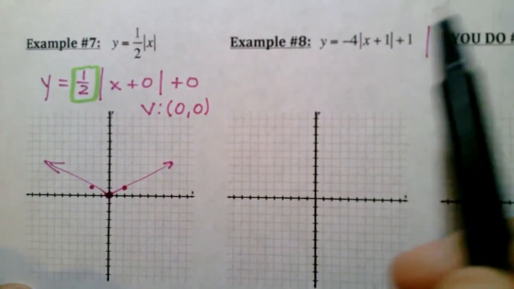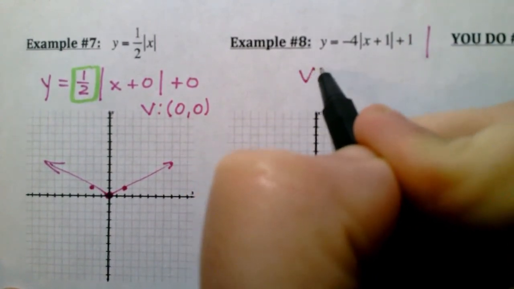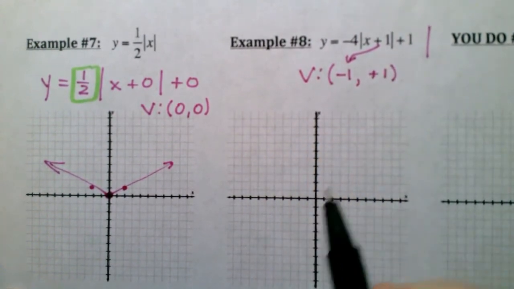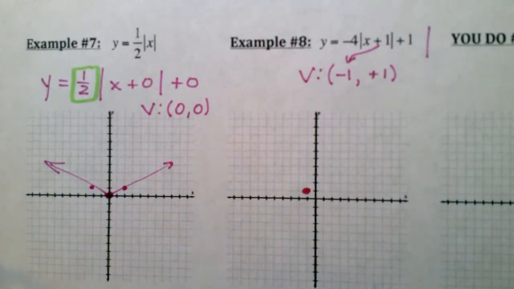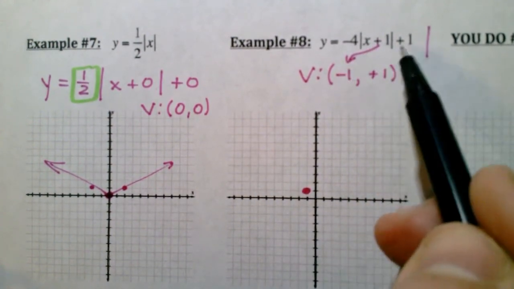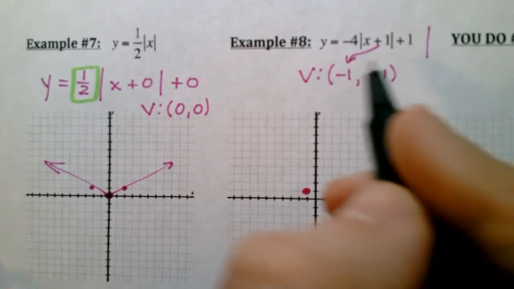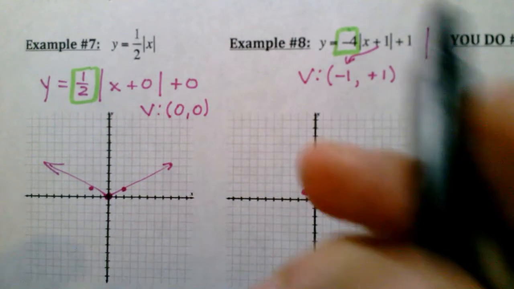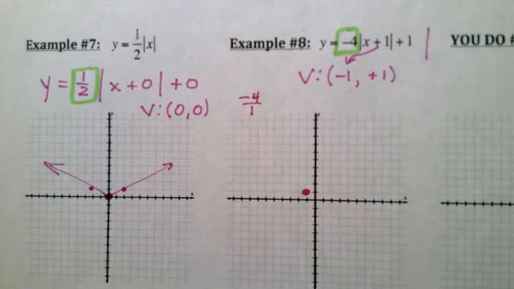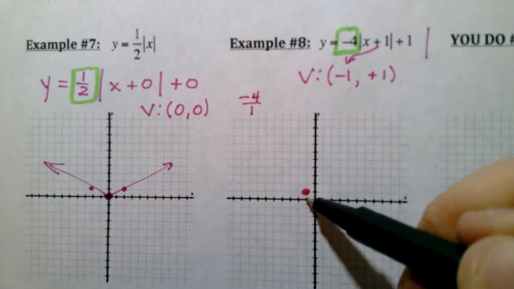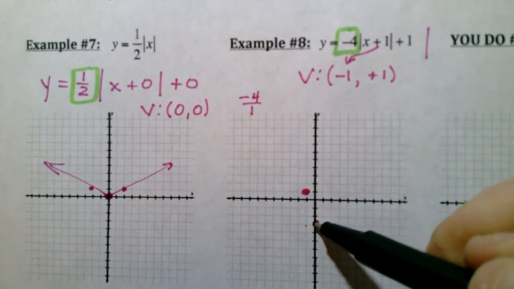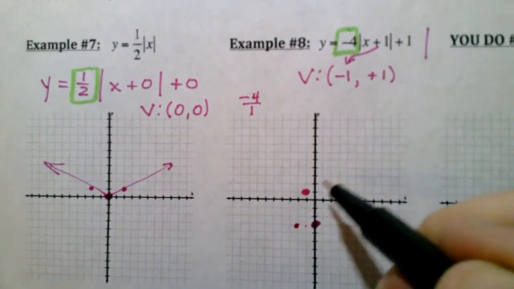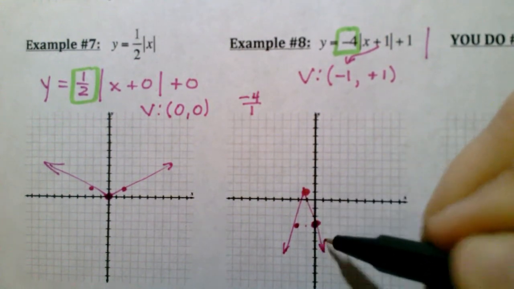I just had a change in the slope. Last one, y equals, my vertex is going to be located at negative 1, positive 1. Don't forget, opposite stays the same. My slope, however, is negative 4 over 1. So I'm going to count from this point, down 4, 1, 2, 3, 4 over 1. This is a V that opens downward. Down 4, left 1. So I get that upside down V look. And I'm done.